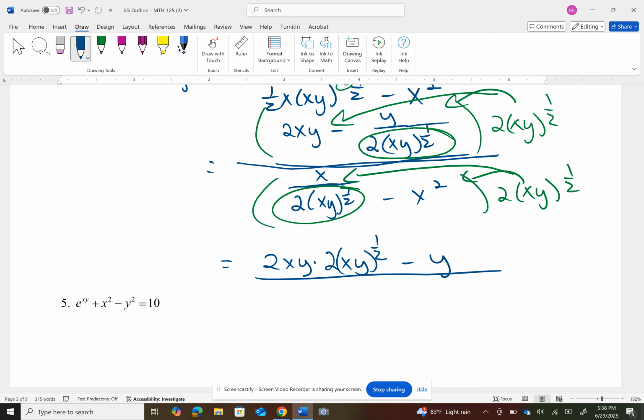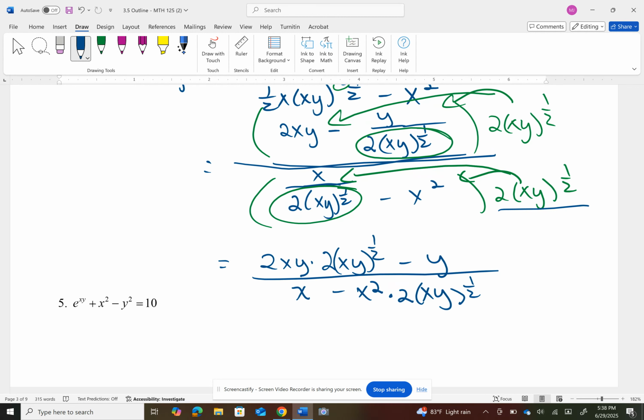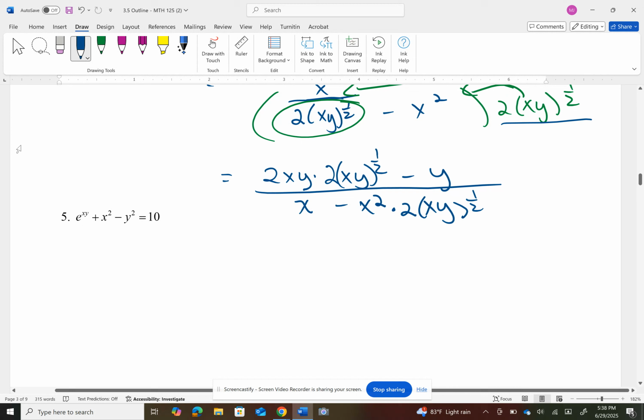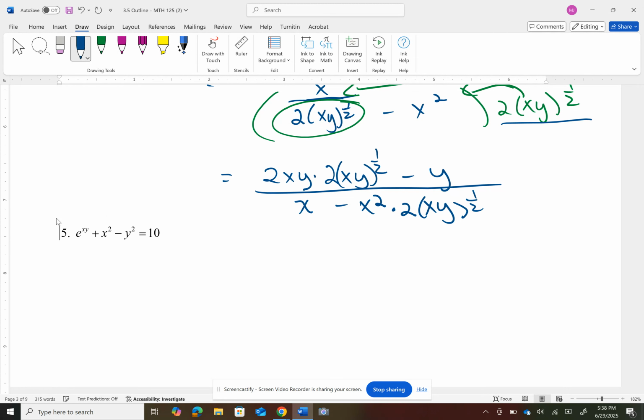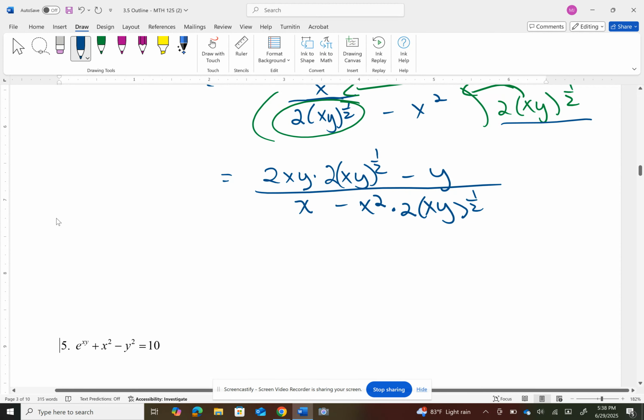And then down here, when I distribute that 2 times xy, this right here, to the 1/2 power, I get just x in that first spot minus x squared times 2xy, I'll just put a times sign, to the 1/2 power. Okay, make sure I didn't lose anything. Nope. Okay. All right, I'm going to move my question number 5 down a little bit. All right, so let's see where we're at this point. Okay, so if you're trying to clean that up at that point, gosh, there's all sorts of things you could do.